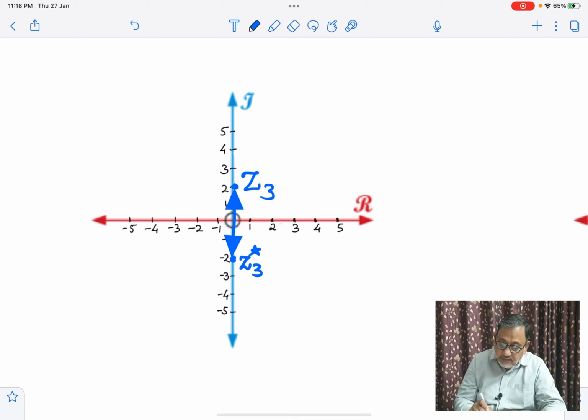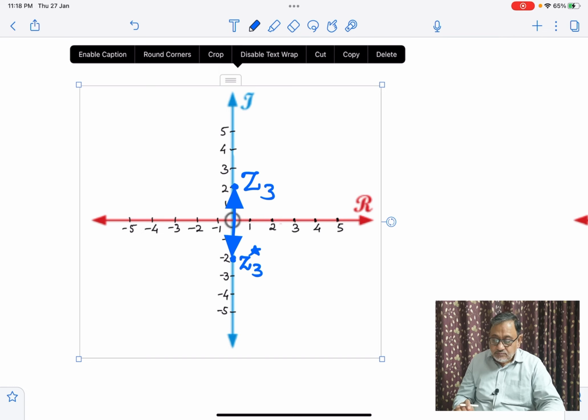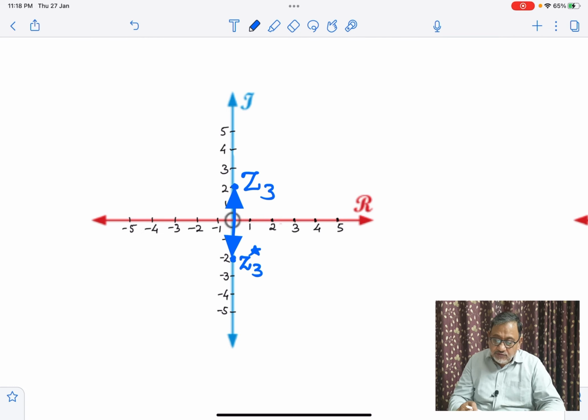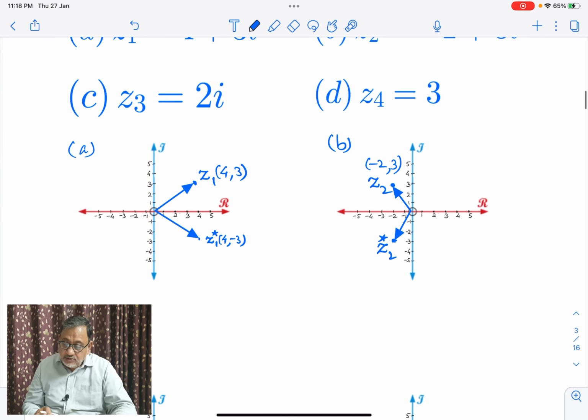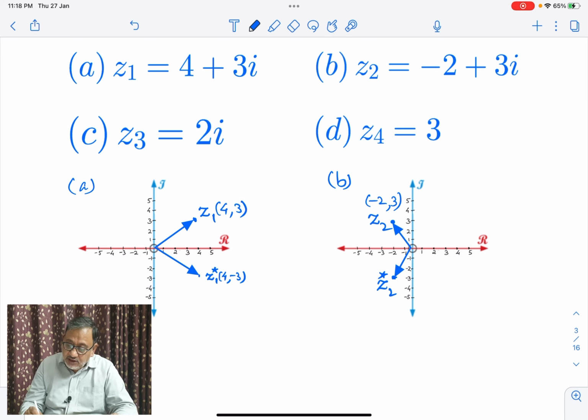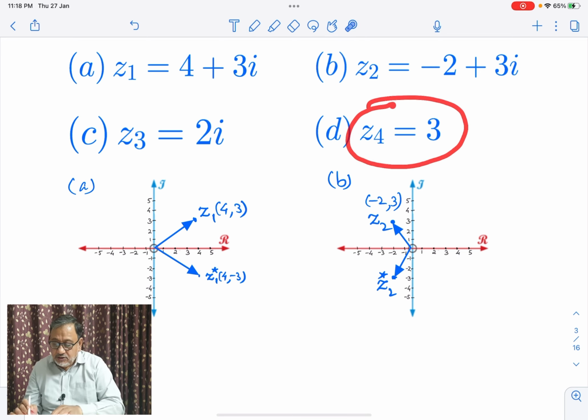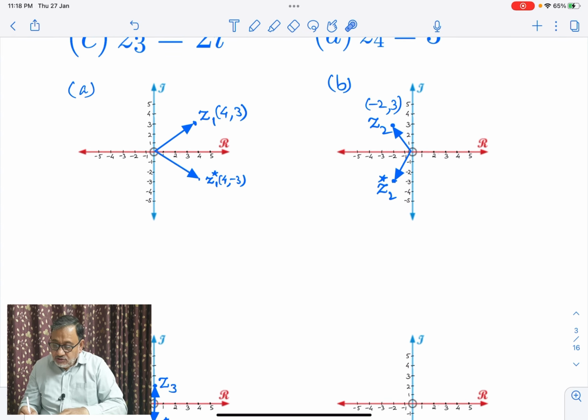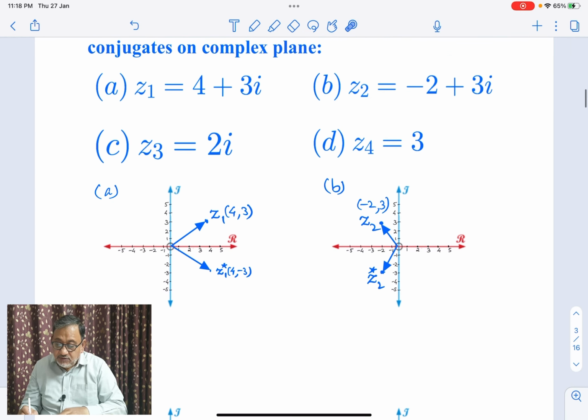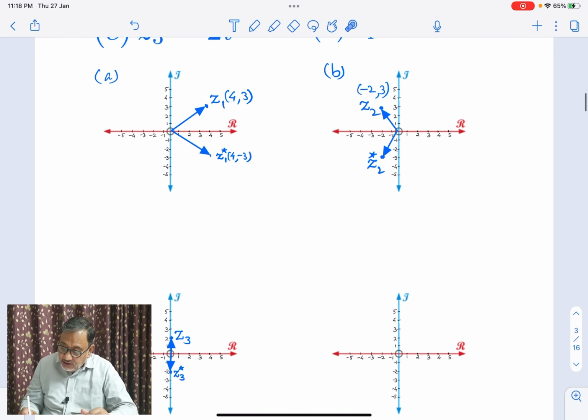Yeah. Okay. Now I have to show you Z4. Okay. Z4, as you know, will be on the real axis only. So Z4 is given by 3. So 3 is somewhere here. Z4 will be given by this arrow diagram.